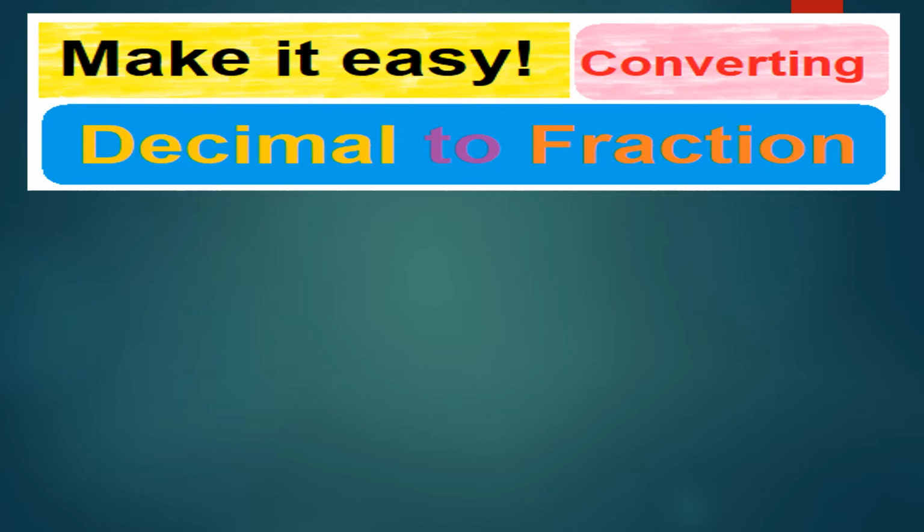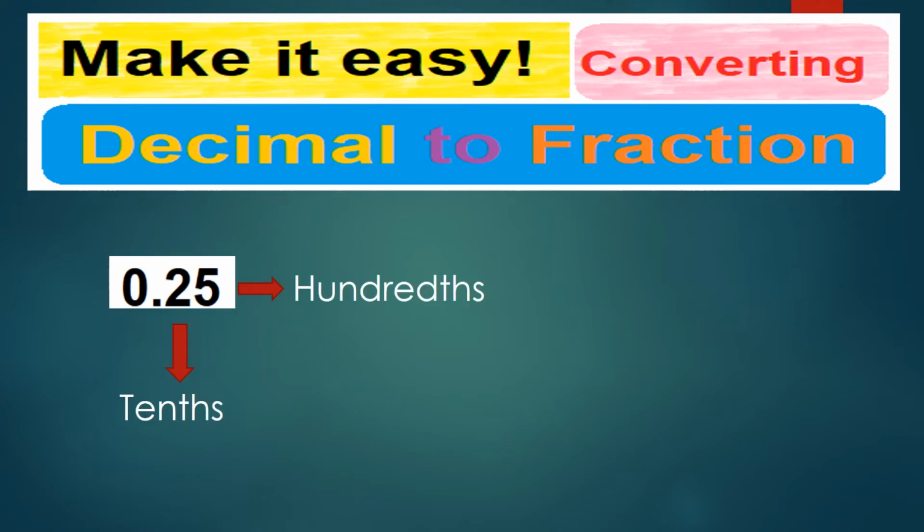Let's convert decimals to fractions. We just have 3 easy steps. For example, we have 0.25. Let's take a look at 0.25. It has 2 digits after the decimal point. The first digit is 2 and the second digit is 5. So 2 has a place value of tenths and 5 has a place value of hundredths. Since we reached the place value of hundredths, this is what we're going to use later on.